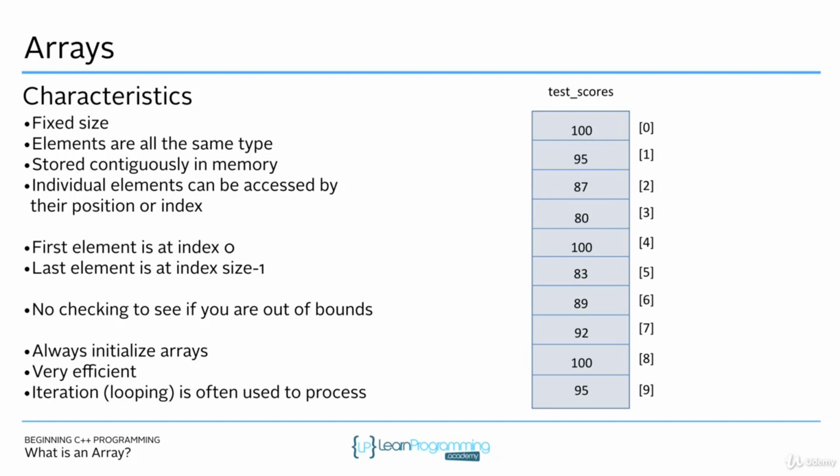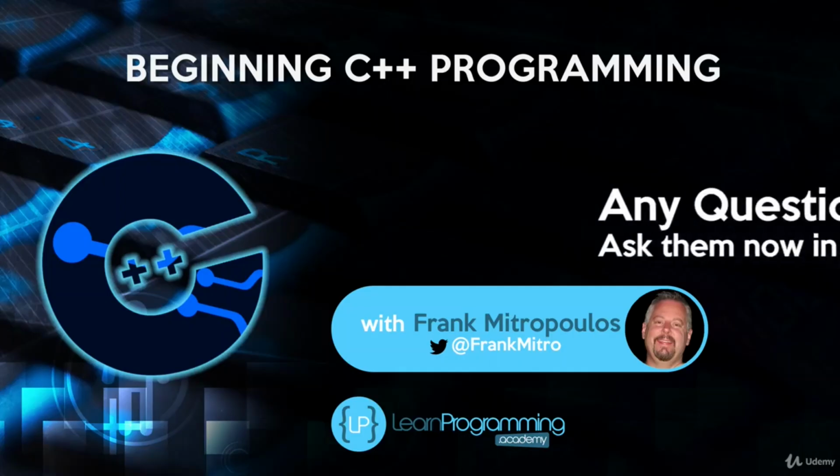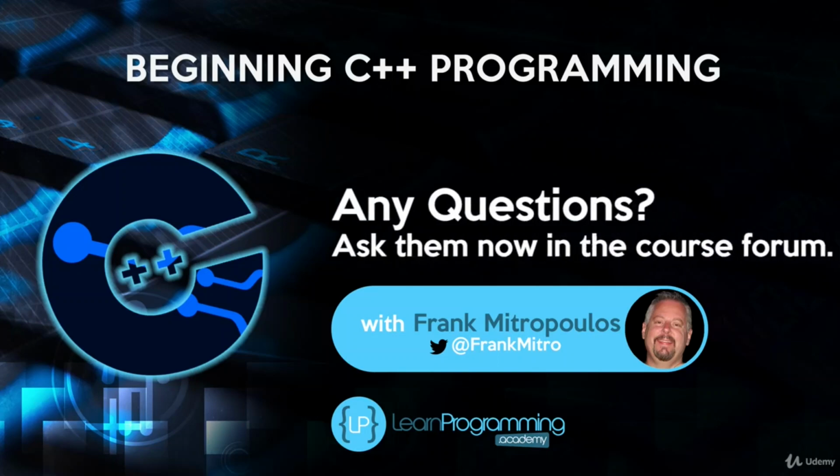Just like variables, always initialize the arrays or they'll contain unknown values. Arrays are extremely efficient in C++ since they are bare bones raw arrays. Later in this section, we'll talk about C++ vectors, which are super powerful, dynamic, and safer to use than arrays. In the next video, we'll see how to declare arrays.